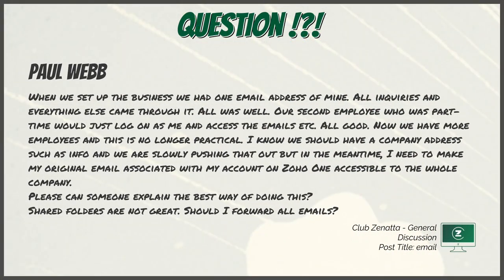Hey, this question comes from Paul Webb over at the Club's general discussion area. Paul asks, when we set up the business, we had one email address of mine. All inquiries and everything else came through it. All was well. Our second employee, who was part-time, would just log in as me and access the emails. All good. Now we have more employees, and this is no longer practical. I know we should have a company address such as info, and we are slowly pushing that out. But in the meantime, I need to make my original email associated with my account on Zoho One accessible to the whole company. Please, can someone explain the best way of doing this? Shared folders are not great. Should I forward all emails?